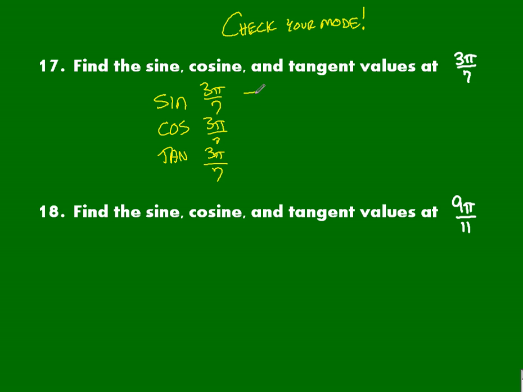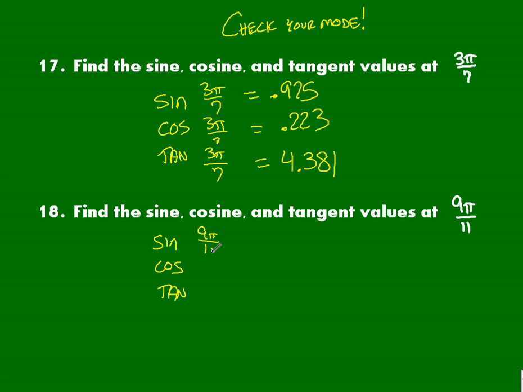When I type these into the calculator, sine ends up being 0.975 if I round to 3 spots. This will be 0.223, and this one here, tangent, 4.381. Same for here. If I did sine, cosine, and tangent of these ones, which are 9 pi over 11, that's the angle I'm doing for all 3 of these. When I just type it into a calculator, all I get is 0.541 for sine. I should get negative 0.841 for cosine, and negative 0.643 for my tangent values.